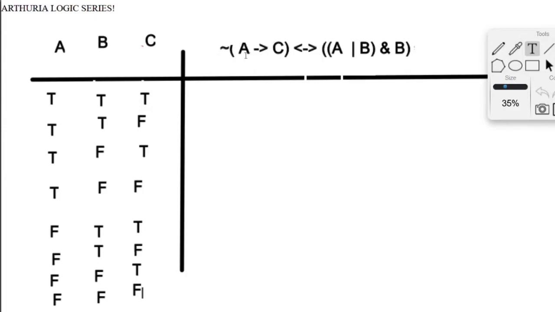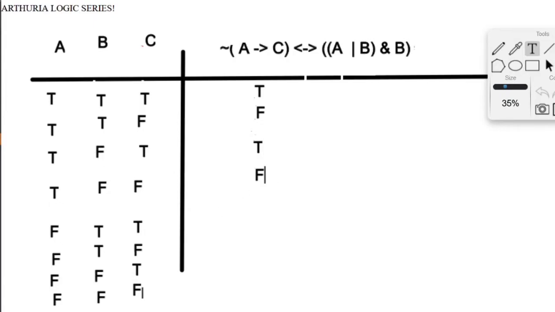So let's do if A then C first, right? What are we looking at? We're looking at A and C, right? So A is true and C is true, so this statement is true. Then we're looking at the next one. If A is true and C is false, it's what? False. If A is true and C is true, it's true. TF, so false, all right?